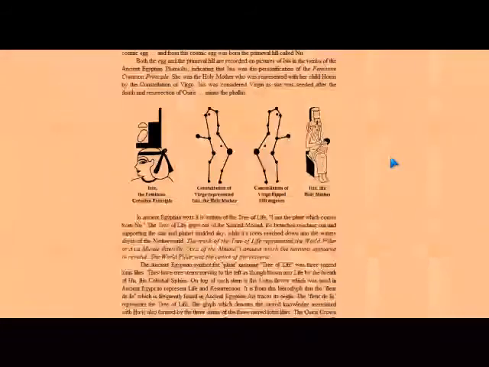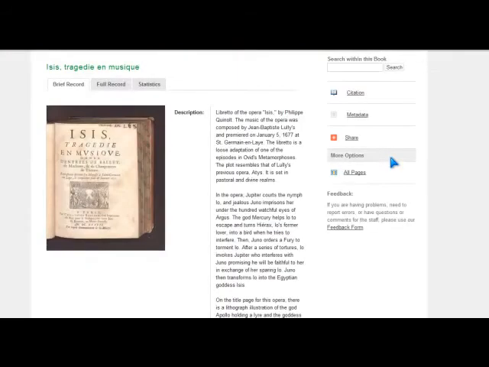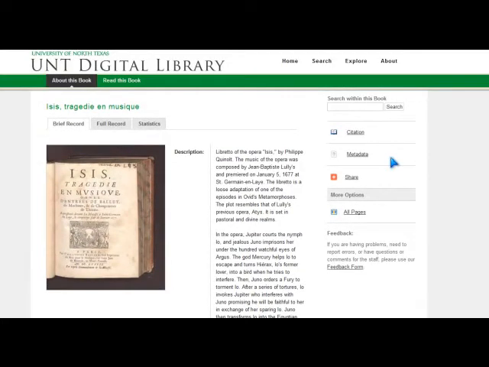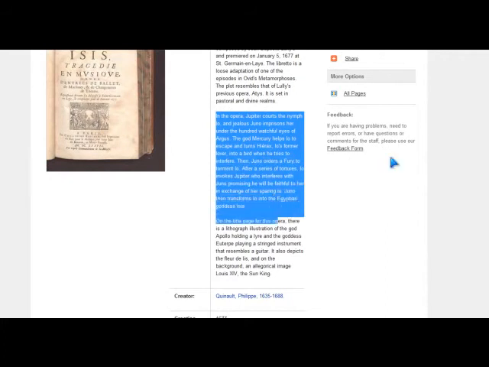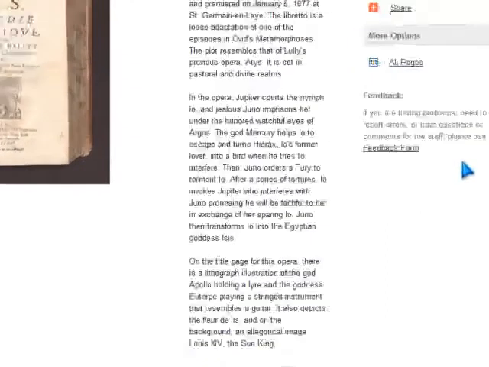Going on to the next article. Alright, this is entitled Isis Tragedy in Music. Going down to this paragraph right here. The computer's slow right now.